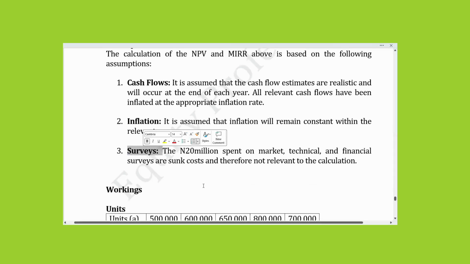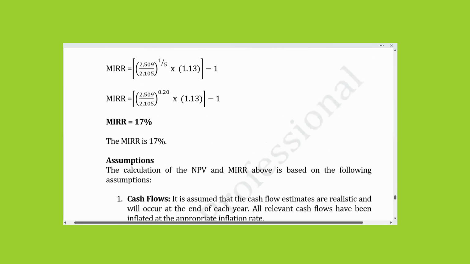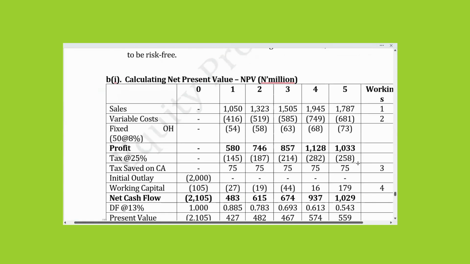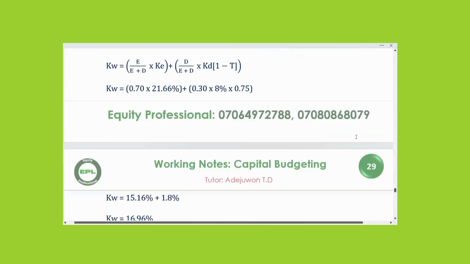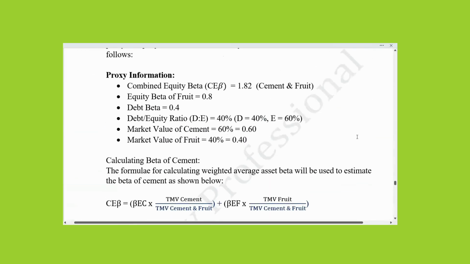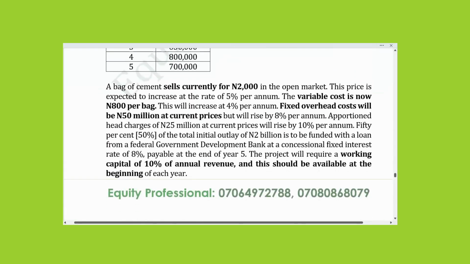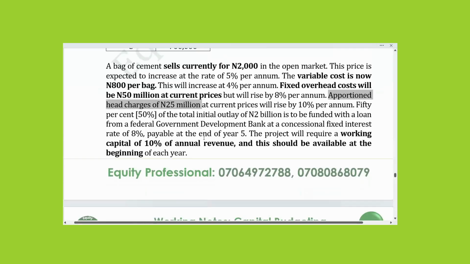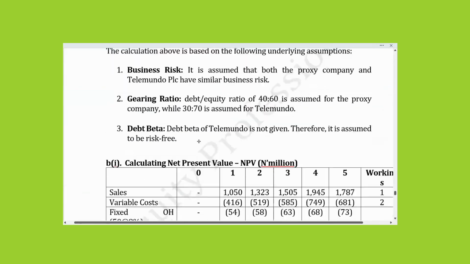The money has already been spent. Therefore, it is not relevant. If we state like 5 assumptions, that's okay. Next, in the question, what other assumption did we make? We're also given apportioned head office charges, right? Yes, we have apportioned head office charges of 25 million naira, and we said it is not relevant because it's an apportionment. So I will then come here, head office charges.